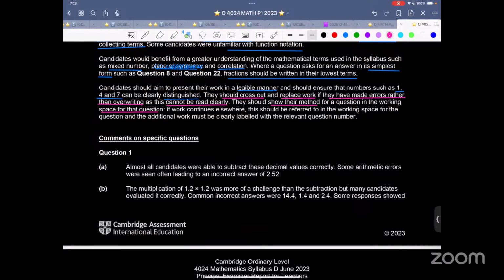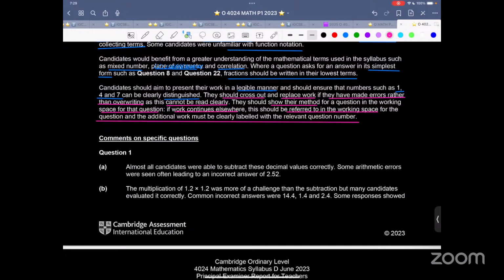Now, someone has asked about showing the working. If someone is not prepared thoroughly, of course, they would be making a lot of errors, but that space is more than enough. There is some extra space given at the back, so you should write clearly that this is the working for this question, maybe a page or so. But as such, you don't need any extra space, believe me. If the work continues elsewhere, it says there. This should be referred to in the working space for the question, and the additional work must be clearly labeled with the relevant question number.